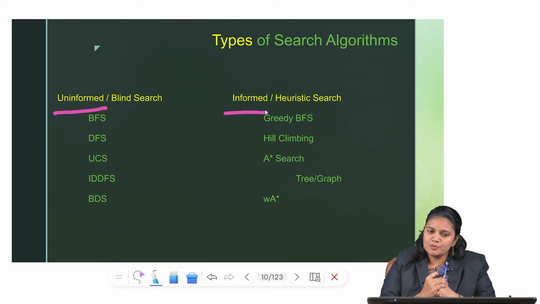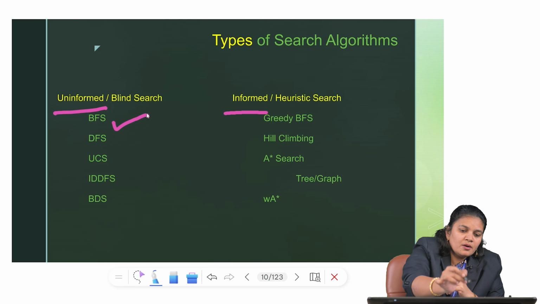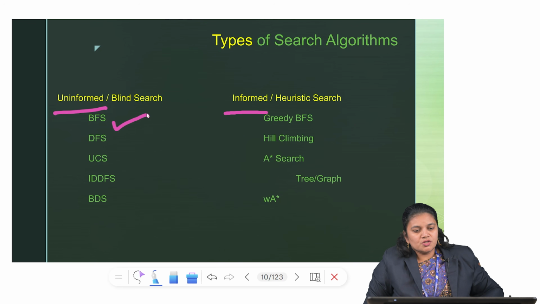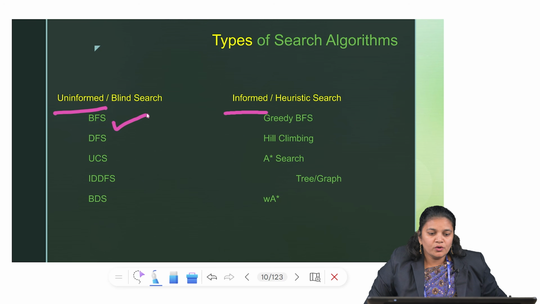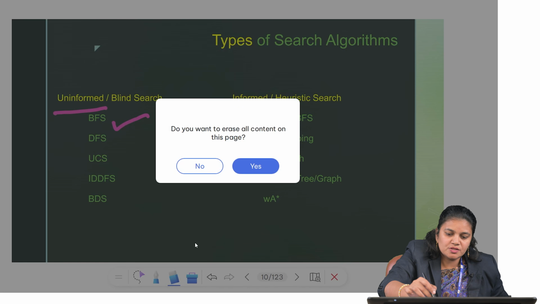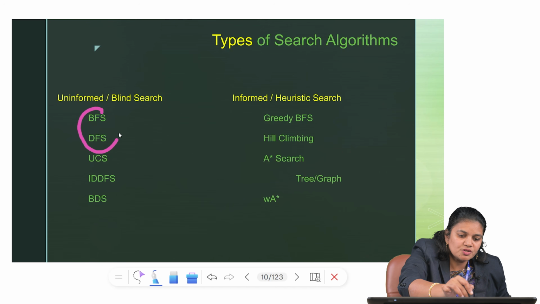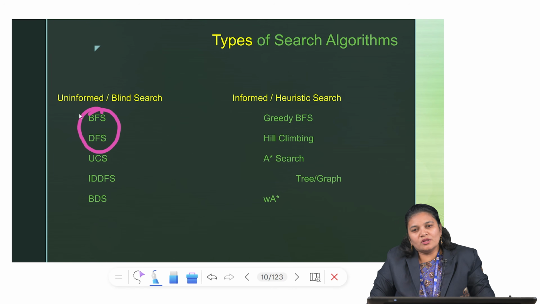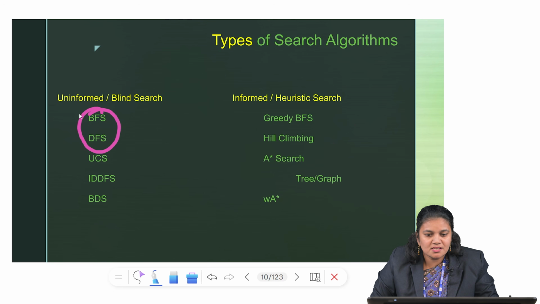So there are different types of uninformed searches: breadth first search, depth first search, uniform cost search, iterative deepening depth first search, and bidirectional search. So among these, here we will be discussing breadth first search and depth first search. These two algorithms we are going to solve in this session.